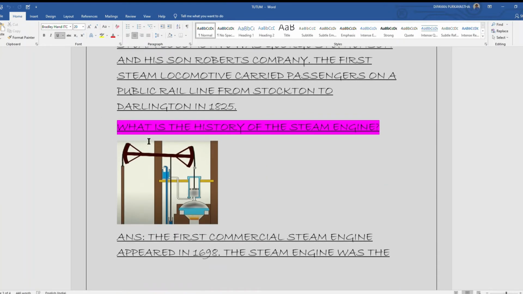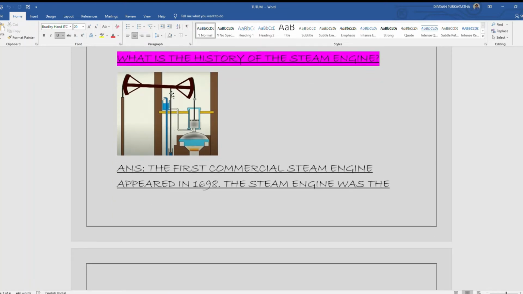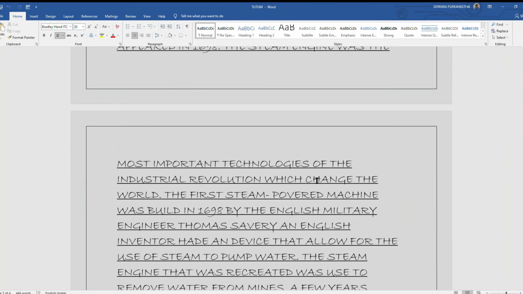So moving on to the next question. What is the history of the steam engine? So the diagram of the first steam engine is present here. You can see this is the diagram of the first steam engine. The answer to the question is: the first commercial steam engine appeared in 1698. The steam engine was one of the most important technologies of the industrial revolution, which changed the world. The first steam-powered machine was built in 1698 by the English military engineer Thomas Savery.